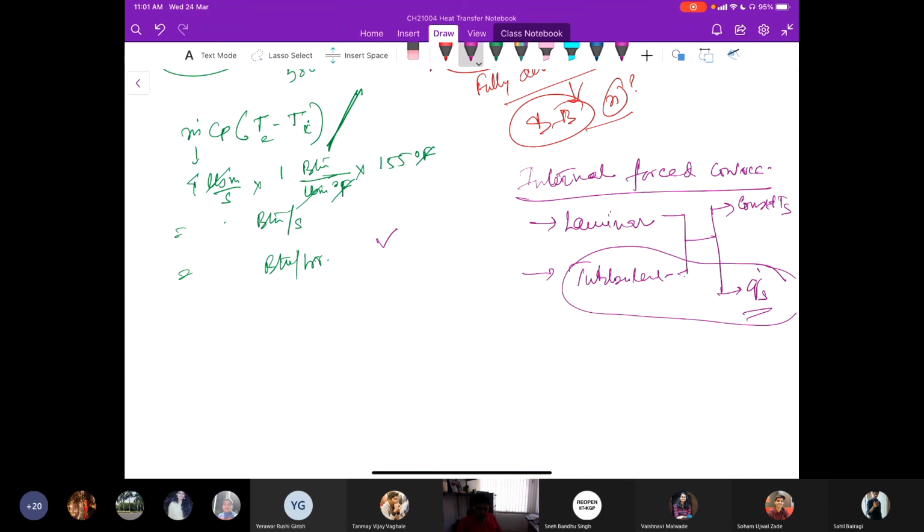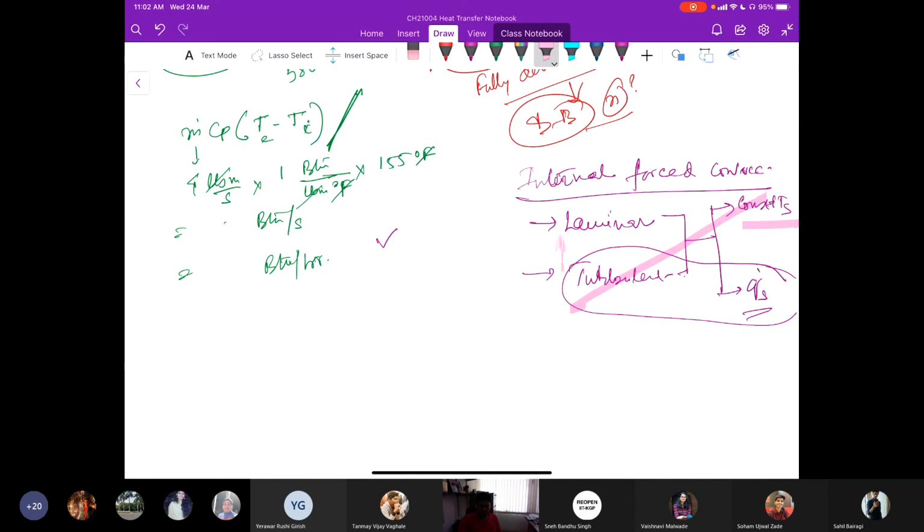What is left is the turbulent and constant surface temperature problem. When there is constant surface temperature, remember while calculating the temperature differences, you should always consider the concept of LMTD. For constant surface heat flux, that doesn't appear. So whenever there is a constant surface temperature problem, be aware and careful that you have to use the LMTD concept.